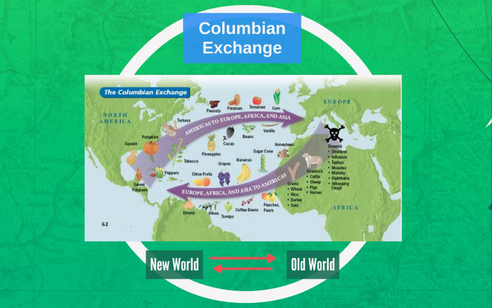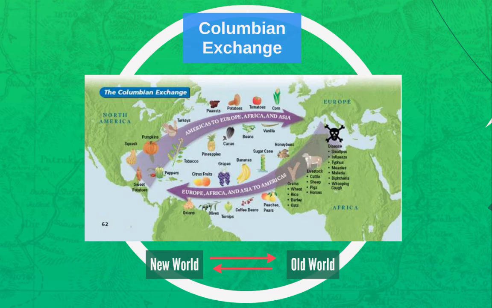So what does this term mean? This term is used to describe the exchange of plants, animals, and diseases between Europe and the Americas. And the Columbian Exchange helped trigger enormous population shifts around the world. So, if you look at the arrows, from Europe into the Americas, you have things like cattle, pigs, horses. Horses were something that the Native Americans had never seen.